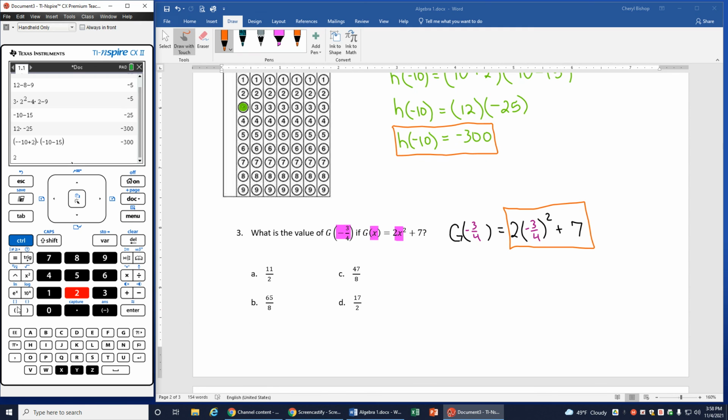So I'm going to do 2 parentheses, negative 3 divided by 4. That makes my fraction. Close the parentheses, squared, plus 7. So I've got my 2 times my negative 3/4 squared plus 7. That's what I have here. I hit enter, and I get 65/8, which I can see is my answer choice for B. Okay, so again, our graphing calculators are super helpful.